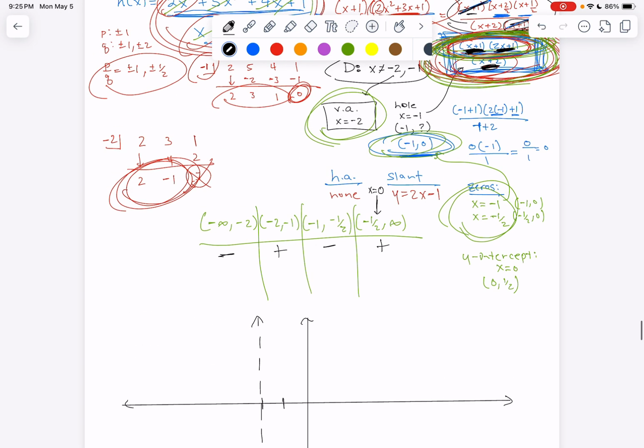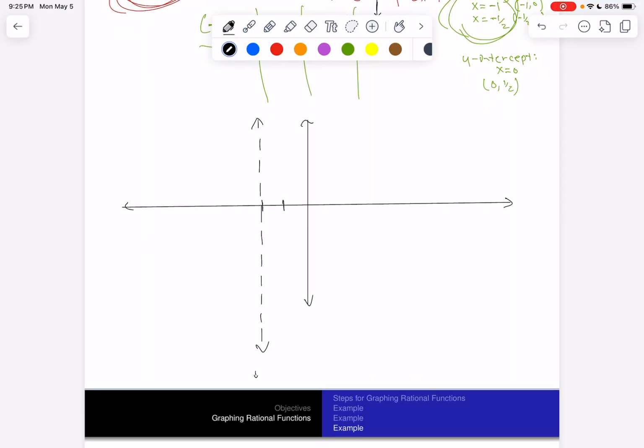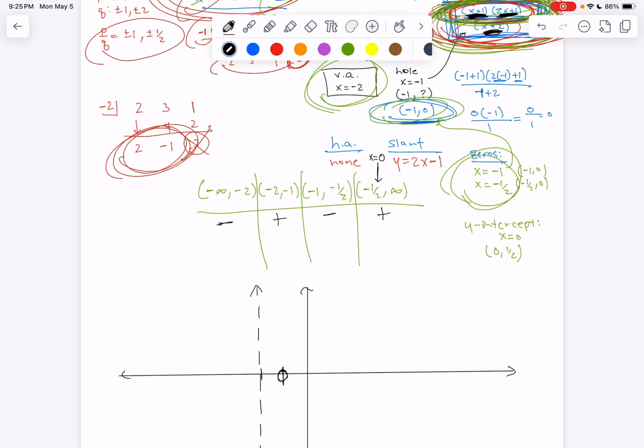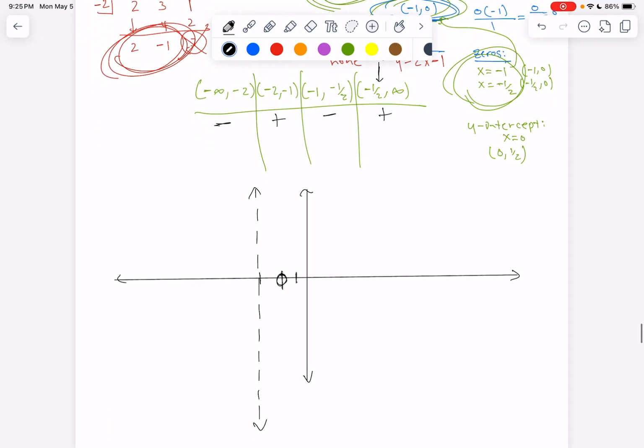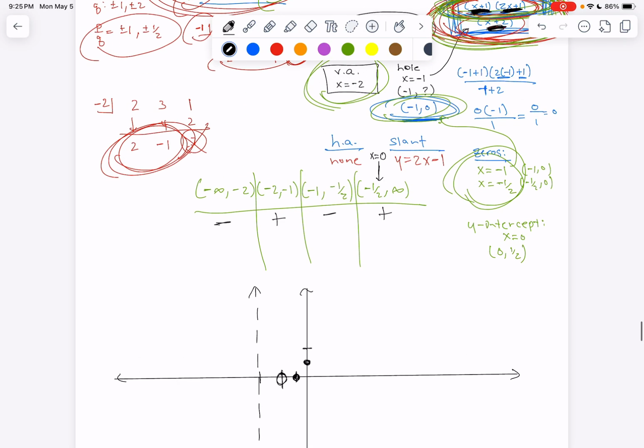We have a hole at -1. So there's the hole there at -1, 0. We have another x-intercept at -1/2. And then we have a y-intercept at positive 1/2. Okay? And then we have a slant. No HA, and then we got a slant, 2x minus 1.